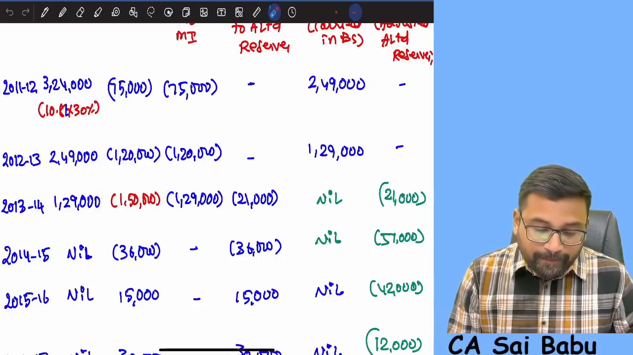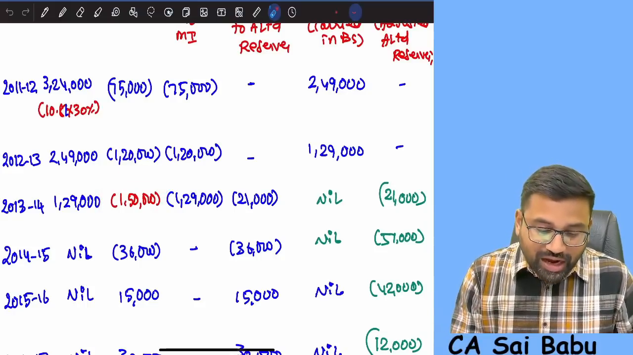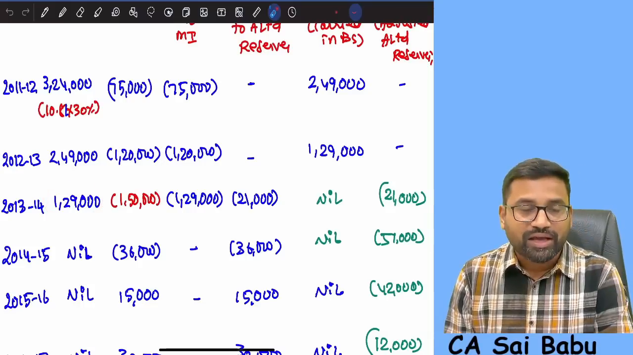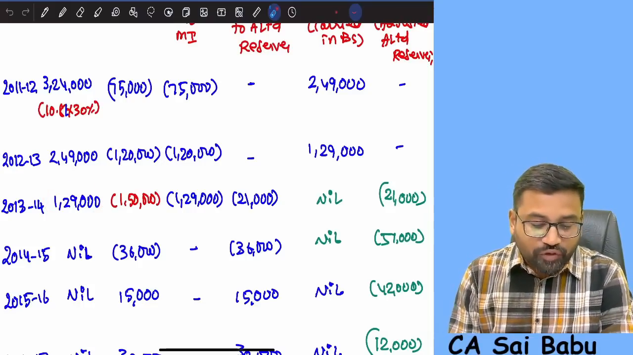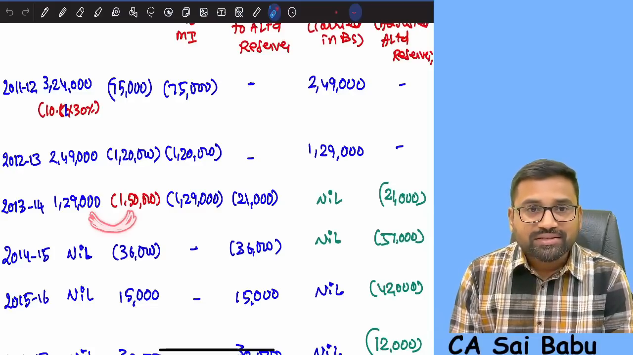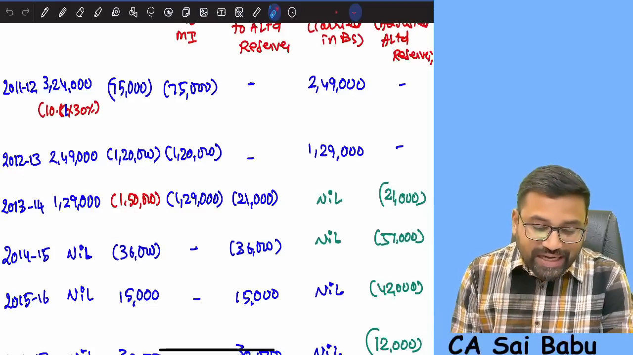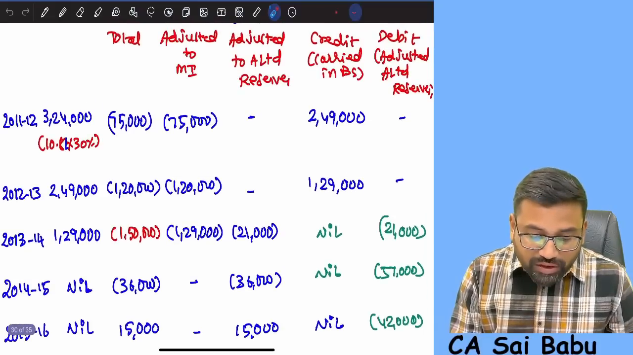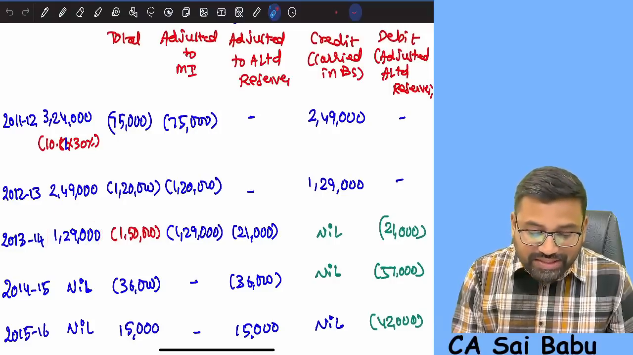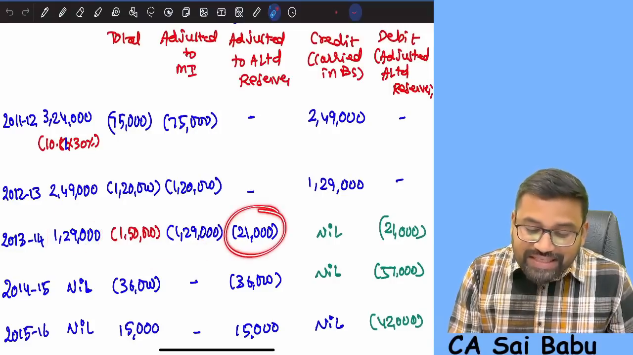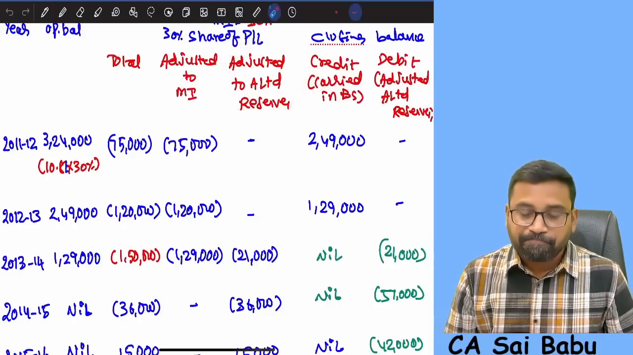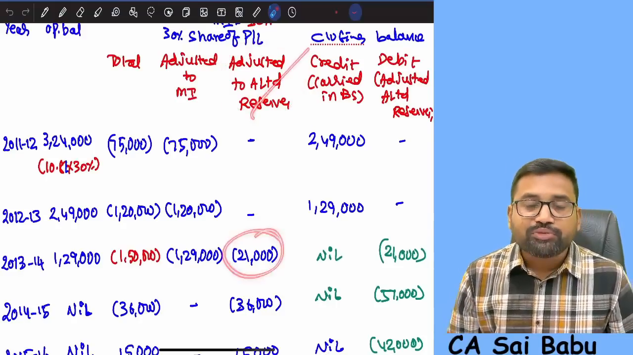But you see, from the subsidiary company, our share of loss is 1.5, but minority interest is showing only a credit balance of 1,29,000. Therefore, here the minority interest is becoming a debit balance, right? What the standard says is, do one thing: 1,59,000, but the credit balance is 1,29,000. Adjust the entire 1,29,000. Whatever the excess is, please adjust to the parent company reserves. So 21,000 is adjusted to parent company reserves.